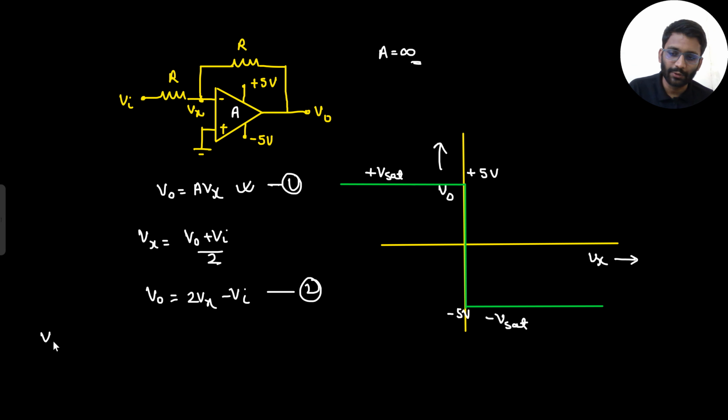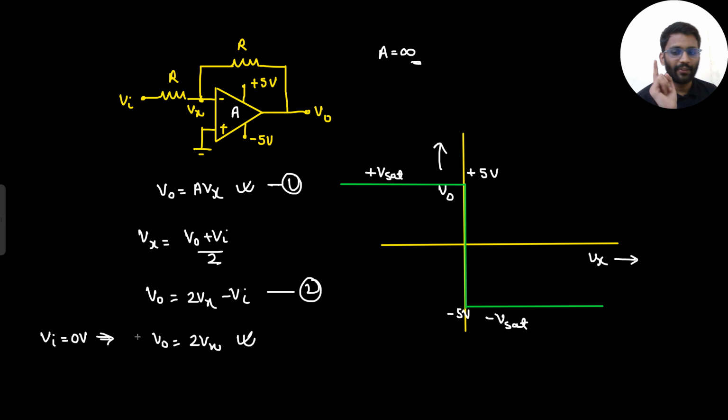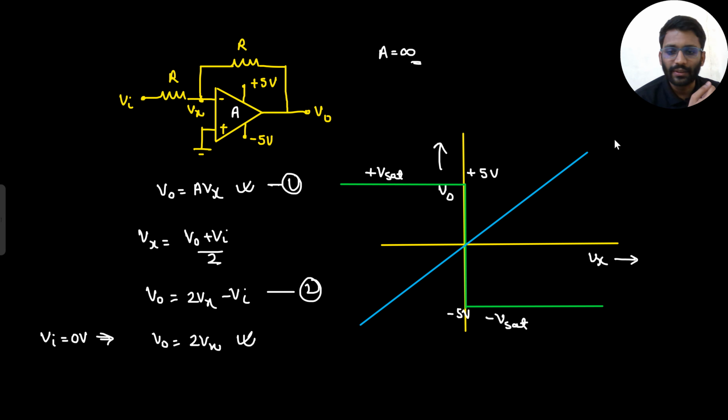First I will put V in equals 0 volt. If V in is equal to 0 volt, what will be the graph? V naught equals 2Vx. So how will the graph look? Let's use this color of pen. When V in is equal to 0, V naught is equal to 2Vx. Simply this is how the graph will look. Although the slope looks like 1 here, you need to assume it is 2. So this is for V in equals 0.